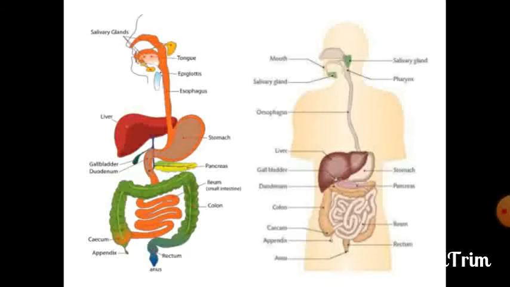Stomach is a J-shaped organ, which is one of the main organs in the alimentary canal. After the stomach we have the small intestine. Small intestine has three parts: duodenum, jejunum, and ileum. Duodenum receives the secretions from two glands. First is the pancreas and second is the liver. Small intestine then leads into the large intestine. Large intestine absorbs water from the undigested food and then pushes it into the rectum, from where it is removed from our body through the anus.